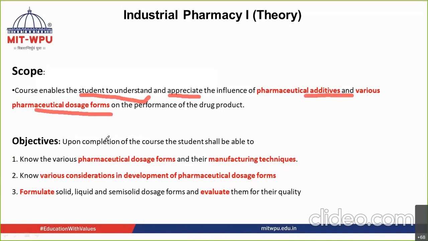Okay. Now, what are the objectives of industrial pharmacy as a subject? The first objective is to know various pharmaceutical dosage forms. So, what are the various pharmaceutical dosage forms that we are going to study? We are going to study tablets, capsules, liquids, parenterals, ophthalmic dosage forms, okay, and semi-solid dosage forms. Before this, 12 years, whatever I have got in industrial pharmacy, there were only two dosage forms that were covered.